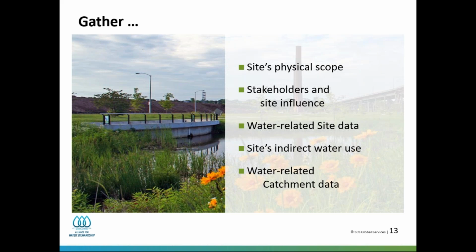Here you can see a little bit better the reorganization of step 1. So initially you're gathering the information. You're looking at the site scope, who the stakeholders are, what their influence is. Again, your water-related site data, indirect water use, and ultimately your water-related catchment data. The progression is just a good example of how the data is collected. Again, as Dylan mentioned earlier, there is no prescribed order, but this just is logic. It's a more logical approach.